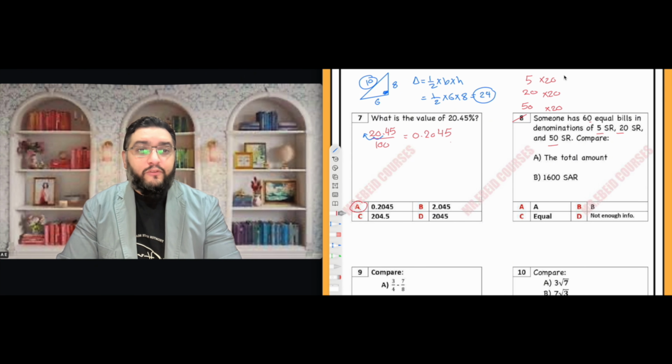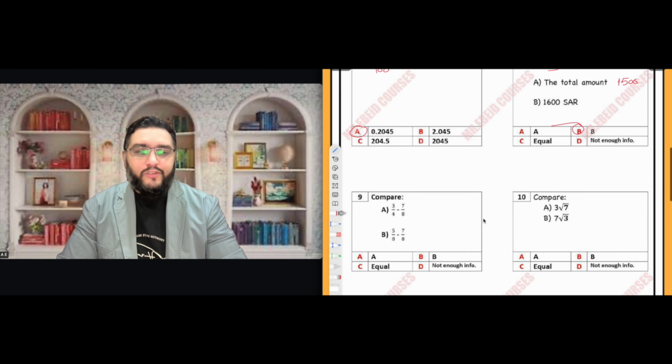Multiply to find the total amount. 5 times 20 equals 100. 20 times 20, which equals 400. And 50 times 20, which equals 1,000. Just add 100 plus 400 plus 1,000. Their sum will be 1,500. So B is 3. Move to the next, question 9.